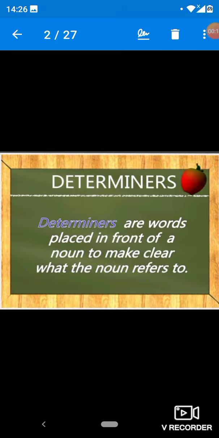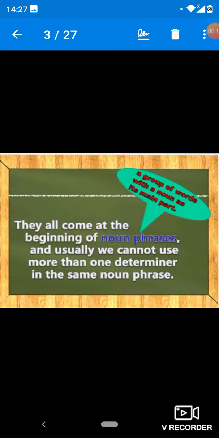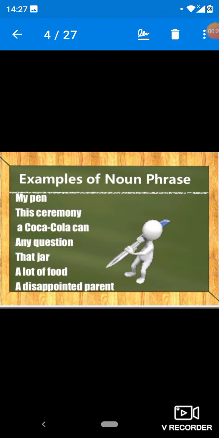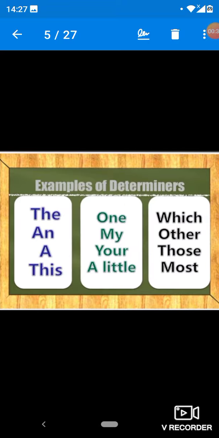Determiners are the words which are placed in front of a noun to make it clear what that particular noun refers to. They all come at the beginning of the noun phrase, but usually we cannot use more than one determiner in the same noun phrase. Some examples of noun phrases are: my pen, this ceremony, a Coca-Cola can, any question, that jar, a lot of food, a disappointed parent.